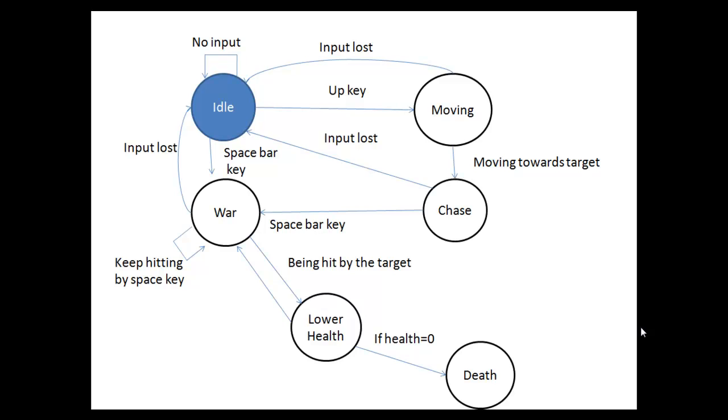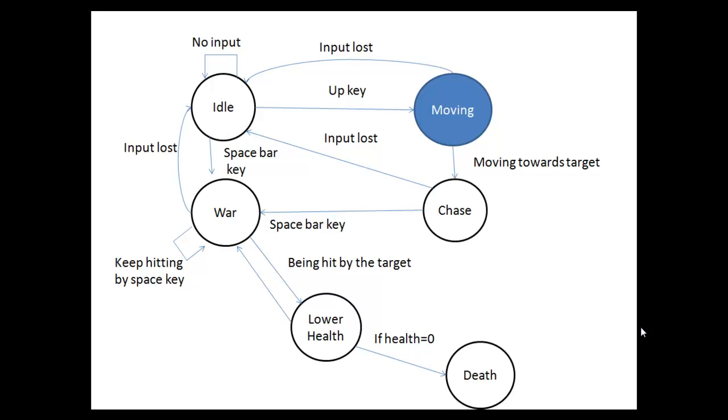If we don't give any input, that is, if we don't press any key, then there is no change in the state and the character will remain stationary. If we press the spacebar key, then the state changes from the idle to the war state and the character starts firing bullets. And if we press the up key, then the state is changed from the idle to the moving state. If we stop pressing the up key, that means no input is given to the character and it will go to the idle state again.